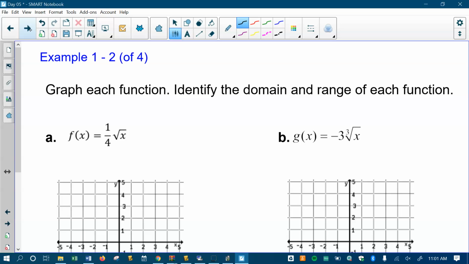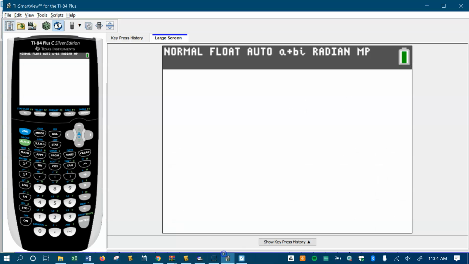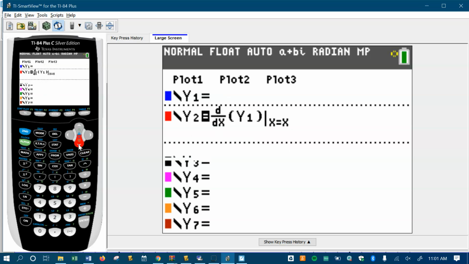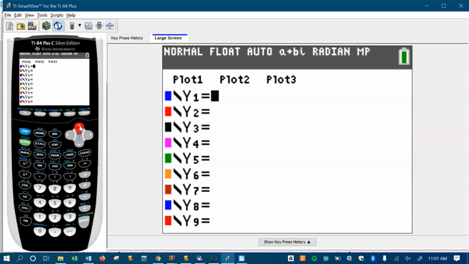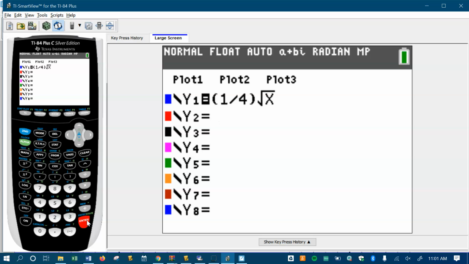So let's do 1/4 root x. What I would recommend first is let's get our calculators out and graph this first. So graph 1/4 root x in your y equals. When you do that, you're going to go ahead and do parentheses for the 1/4, and then do a square root of x. Okay, enter. And now let's graph.